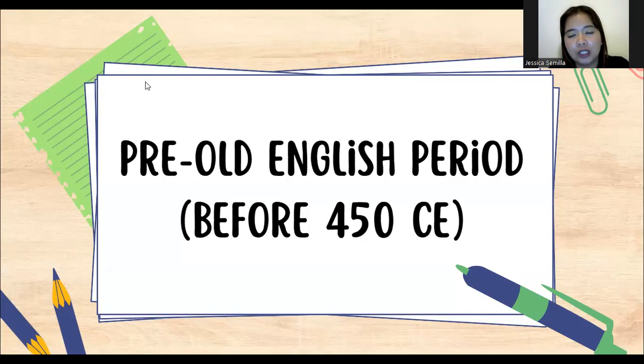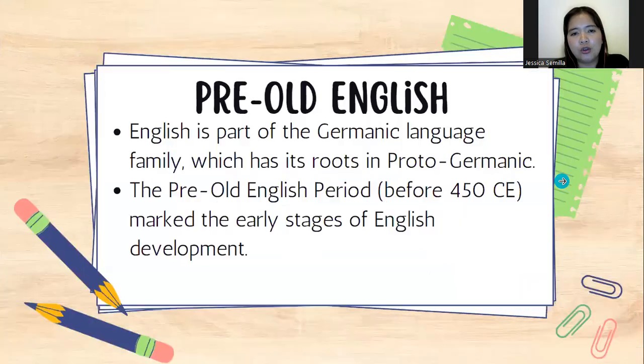For today's video, we're going to be dealing with one of the topics for the history of the English language, looking at a different era and at the spread of English. And that is the pre-Old English period, so that is before 450 CE. So let's proceed now. For the pre-Old English, of course, we have talked about already that English itself is part of the Germanic language family, which has its roots in Proto-Germanic. The pre-Old English period before 450 CE marked the early stages of English development.